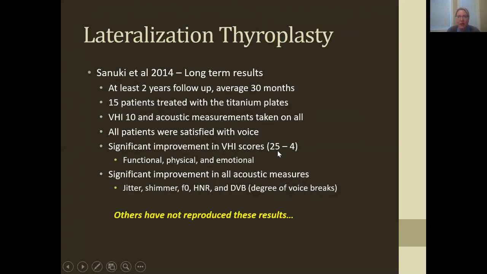So lateralization thyroplasty has been described by different authors, and I will say different authors have had very different results.